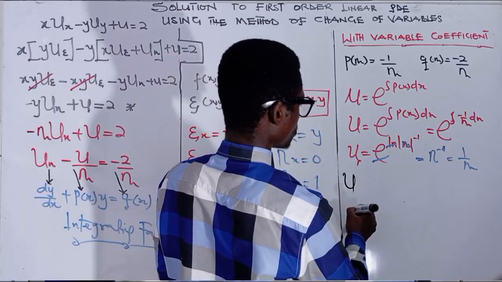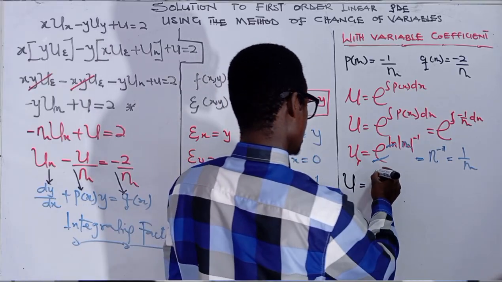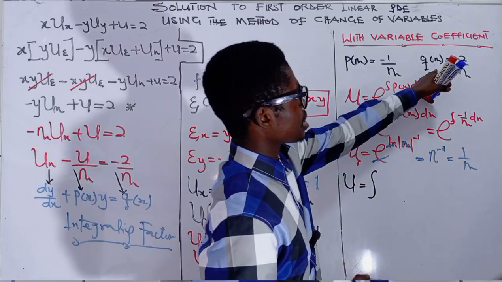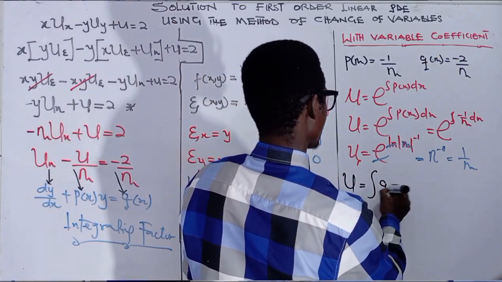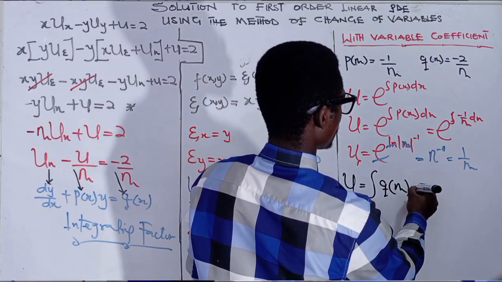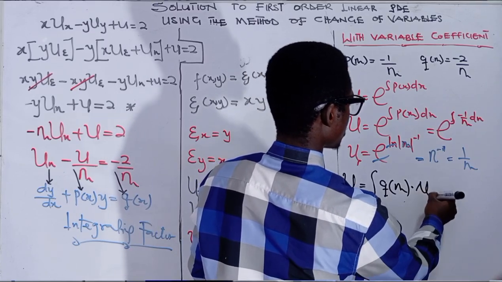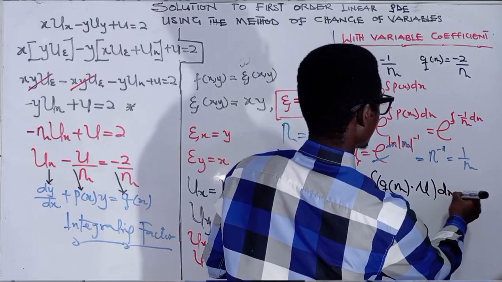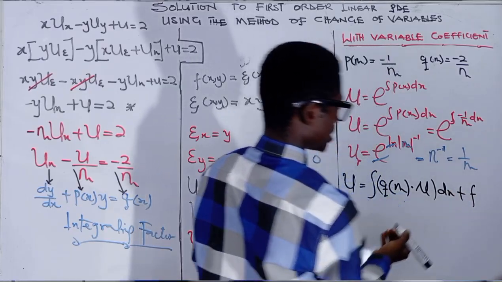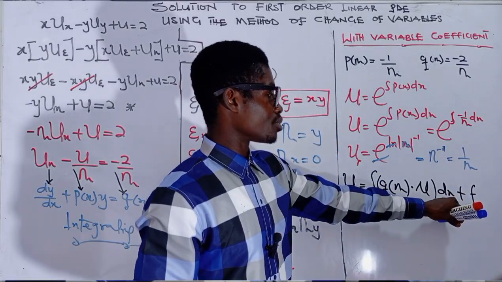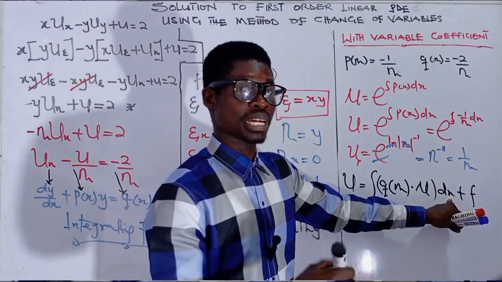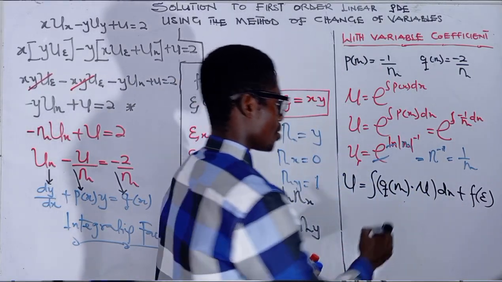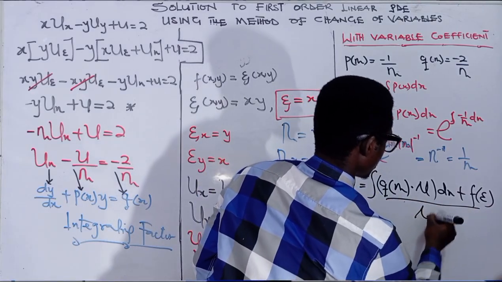So we know that the general solution is given as the integral of q at x. We know that q at x is what? Q at eta. So we have q at eta multiplying the integrating factor, and then we have d eta plus a function. Since we are integrating with respect to eta, any function of z becomes a constant. So we have a function of z all over the integrating factor.